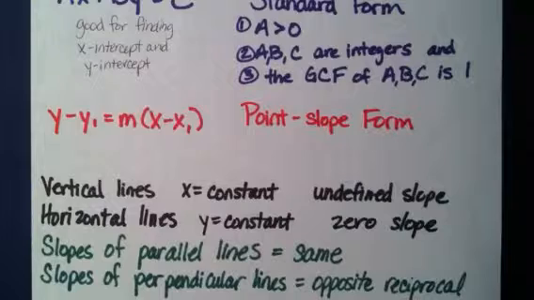Okay, the last few pieces of information you need to remember about this. Vertical lines are x equals a constant. They have an undefined slope. Horizontal lines are y equals a constant, and they have a slope of 0. The slopes of parallel lines are the same, and the slopes of perpendicular lines are opposite reciprocals.